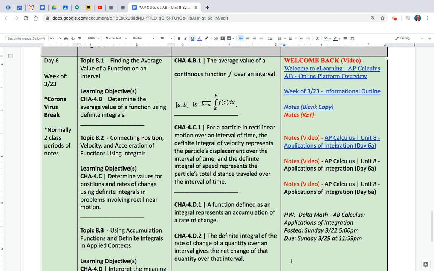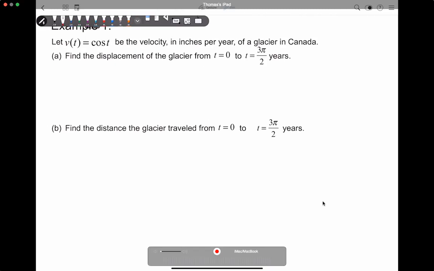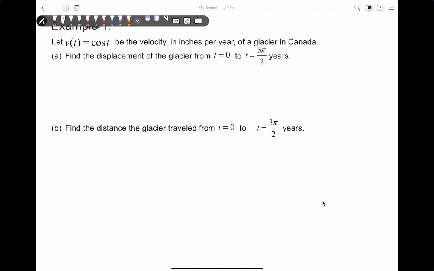All right, we're going to continue with notes. As you can see, the first one is already recorded and live on the calendar. So we're just going to go ahead and continue where we left off, okay? So we're talking about displacement and total distance traveled, and now we're going to see the example problems that are correlated with these concepts, okay?